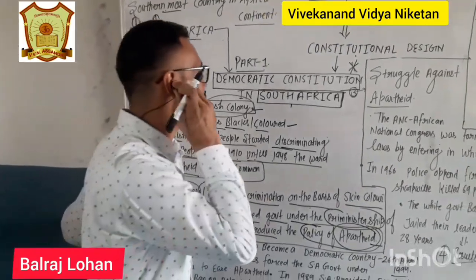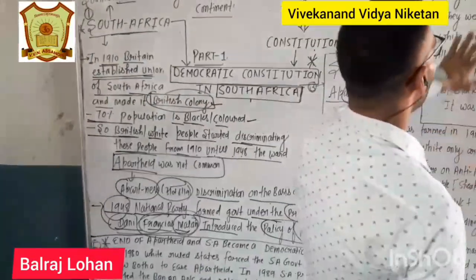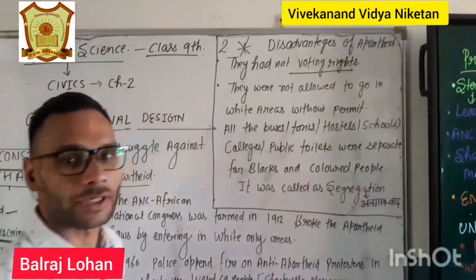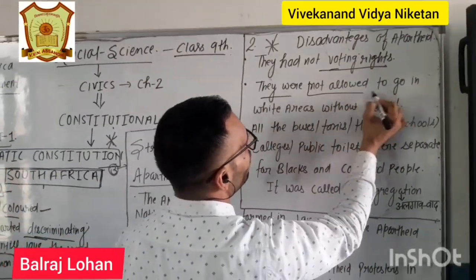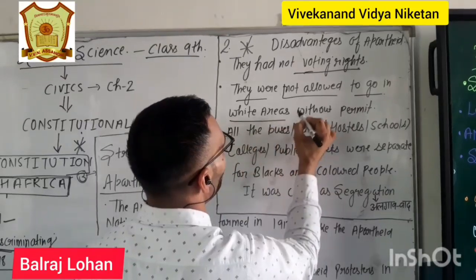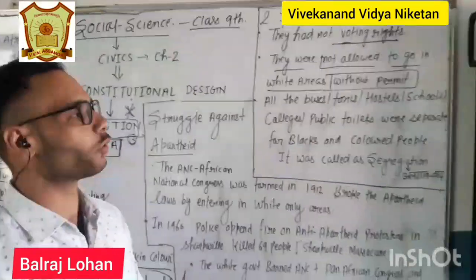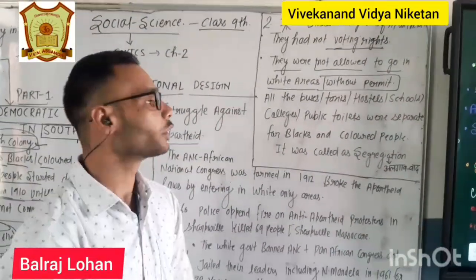So what was the disadvantage of this system for the people of South Africa? They had no voting rights. In South Africa people did not have any voting rights. They were not allowed to go into white areas without a permit. Means without permission they could not go into the white areas where the white people used to live.